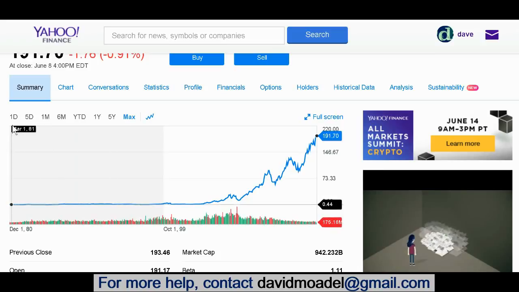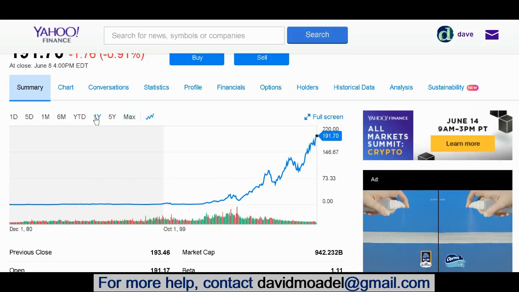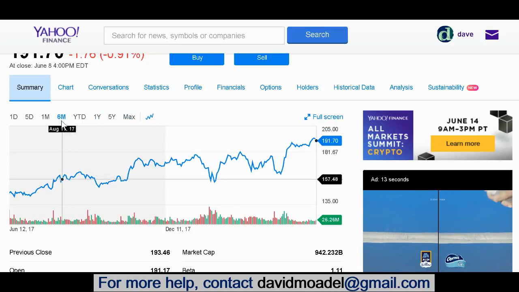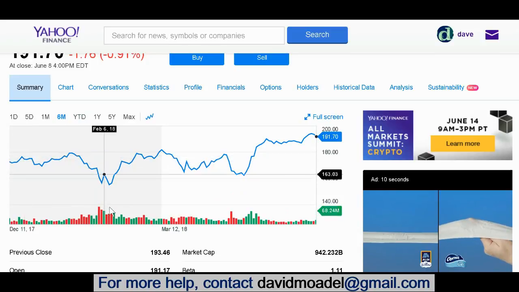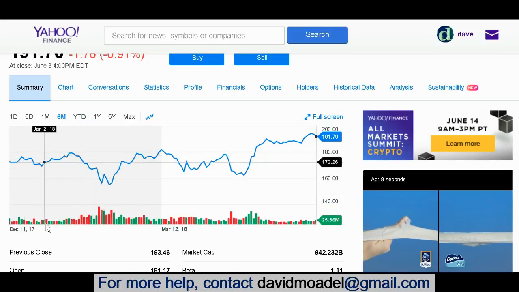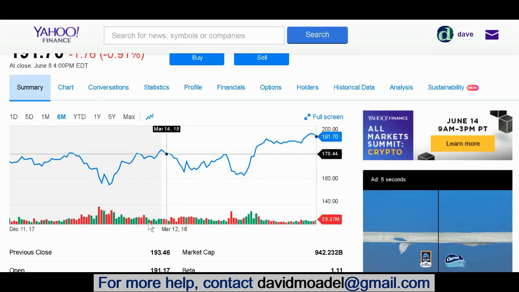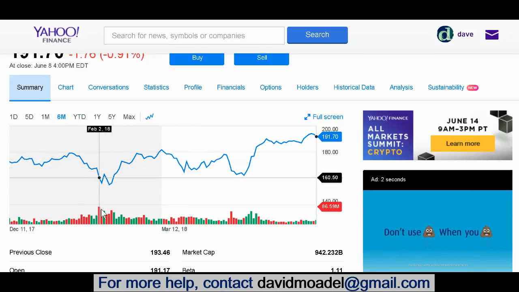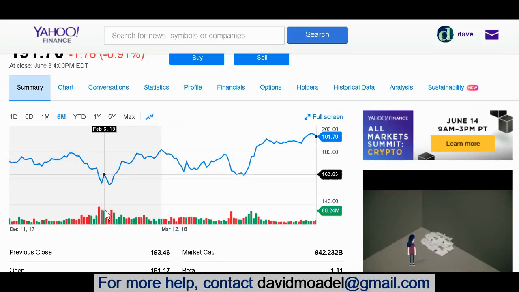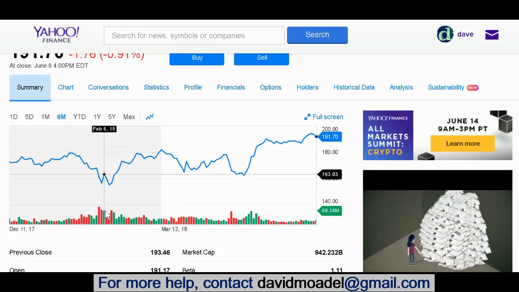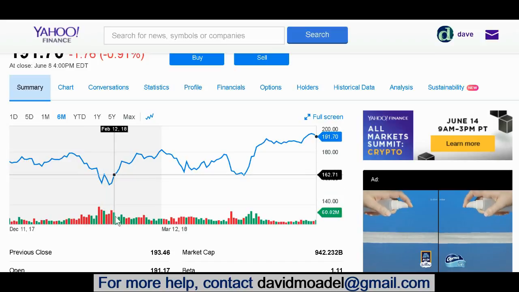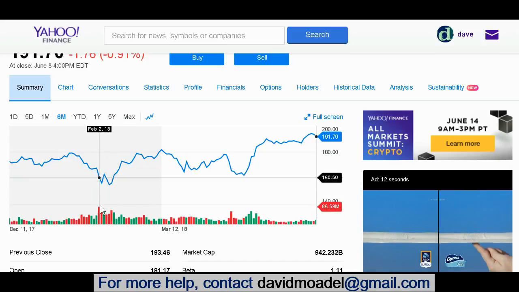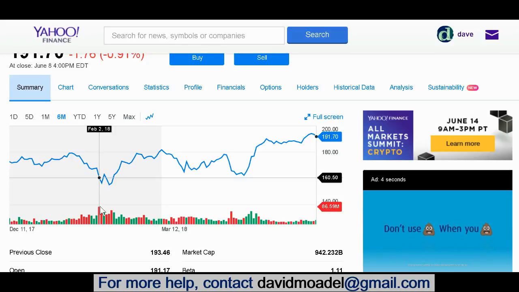All right, and let's go back to, let's say, 1 year or 6 months. You'll be able to see these. There we go. You can see it more clearly on the 6-month chart, and you can see these little bars here. That's volume. What volume means is how many shares of stock were traded or bought and sold. So when there's a big bar here, a large one, that means that there was a lot of volume. So at that time, many shares of Apple stock were being bought and sold.